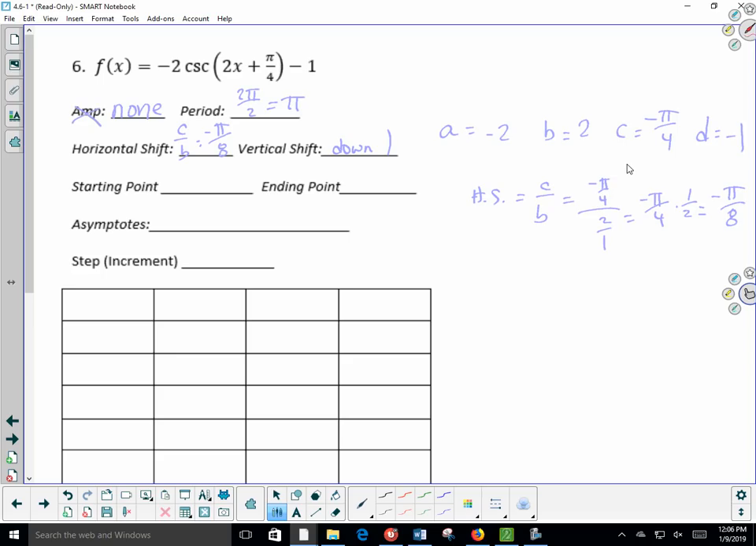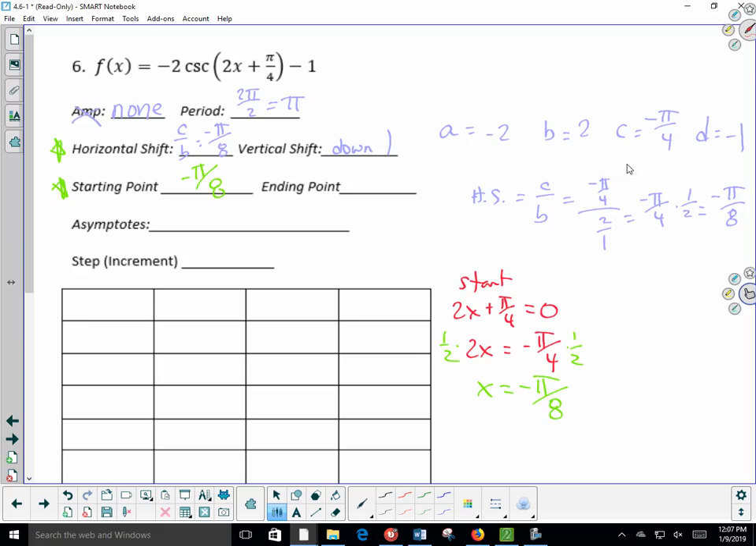To get the starting point, I want to do 2x plus pi over 4 equals 0. So I get 2x equals negative pi over 4. And then if I multiply both sides by 1/2, I get x equals negative pi over 8. By the way, your horizontal shift and your starting point should always match, right? Even though we're figuring them out in 2 different ways, they should match.